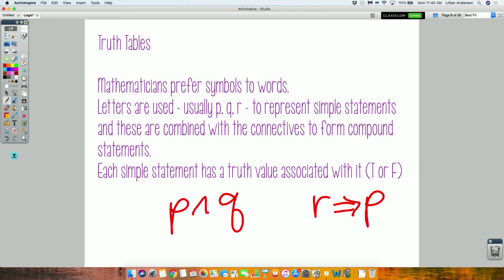Simple statement P, this particular connective, simple statement Q. But it does represent actual words to form a full sentence. And as I mentioned before, each of these simple statements, P, Q, and R, is either going to be true or going to be false. Just a little background before we actually look at these truth tables with the connectives.